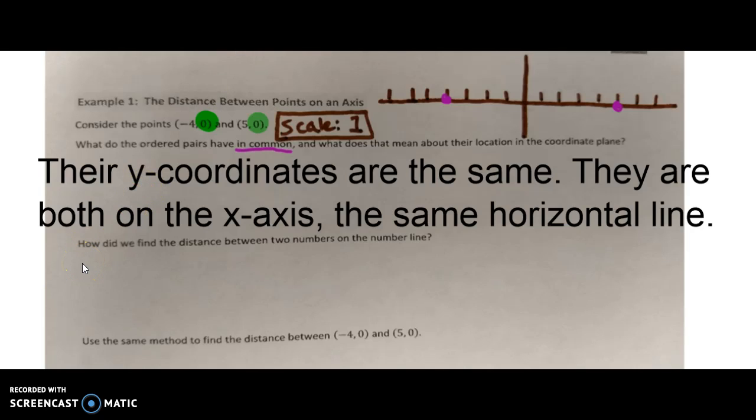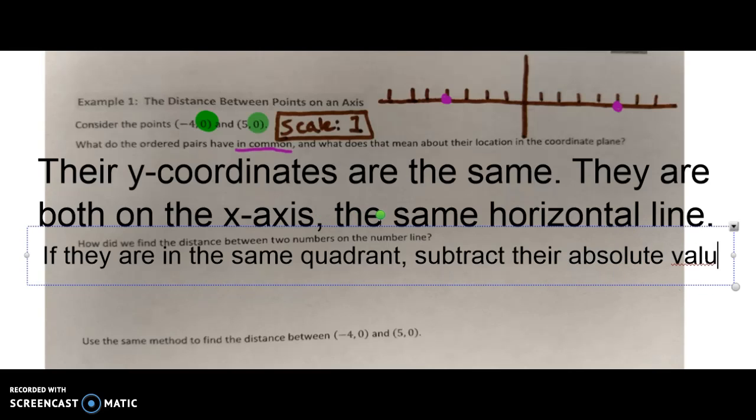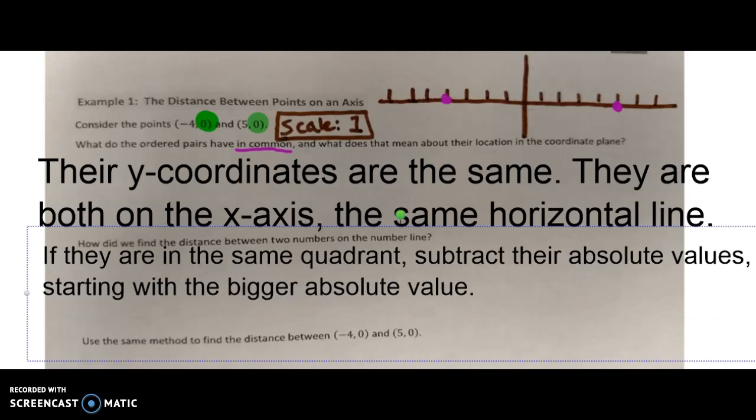How do we find the distance between the two numbers on the number line? This one has a couple of rules. So I'm actually going to make my font a little bit smaller just to make sure I can fit everything in here. If the 2 points are in the same quadrant, then we're going to subtract their absolute values, starting with the bigger absolute value. And I know that might sound confusing right now, but I promise it will make sense when we look at a couple of other examples.